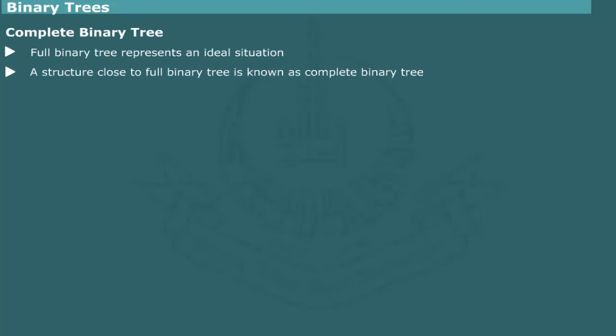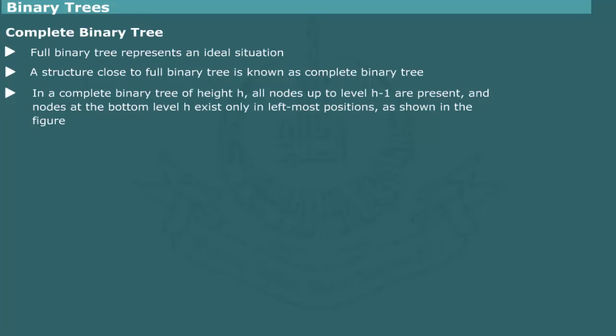Complete binary tree. A full binary tree represents an ideal situation. Such trees are rarely found in actual applications. Another structure which is close to a full binary tree is called a complete binary tree. In a complete binary tree of height h, all nodes up to level h-1 exist. In other words, the tree is full up to level h-1. Some nodes may be missing at level h or at the bottom level. All nodes at the bottom level must exist in leftmost positions.